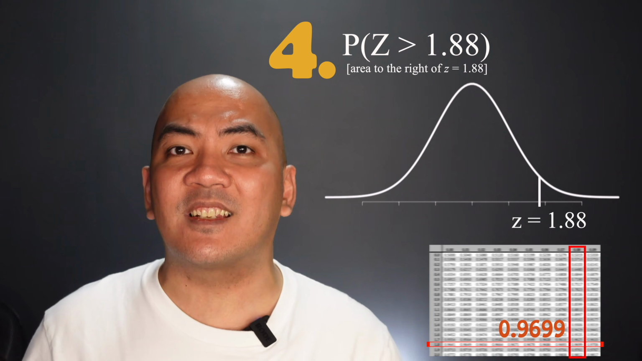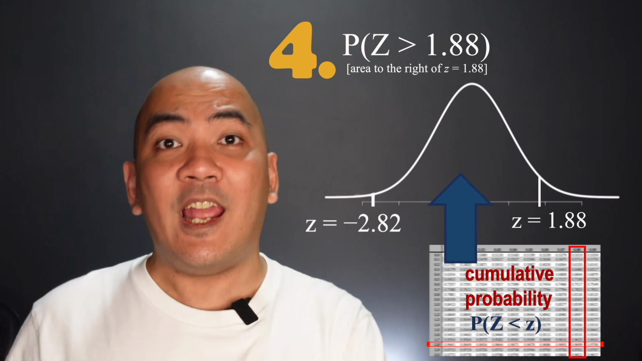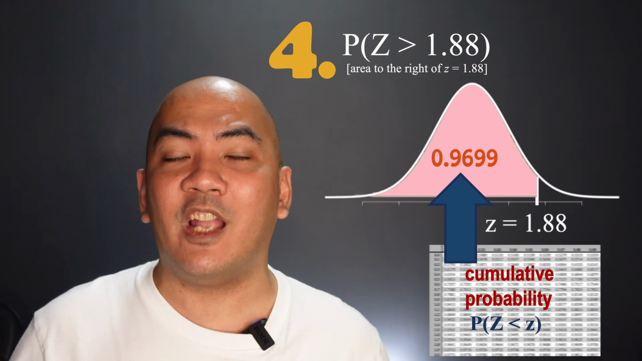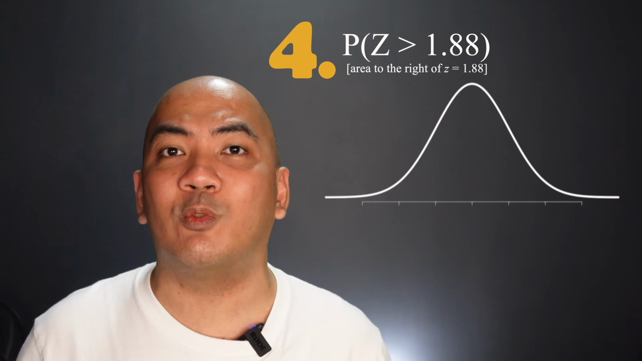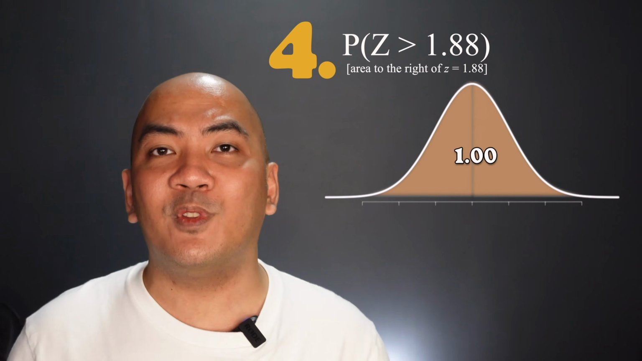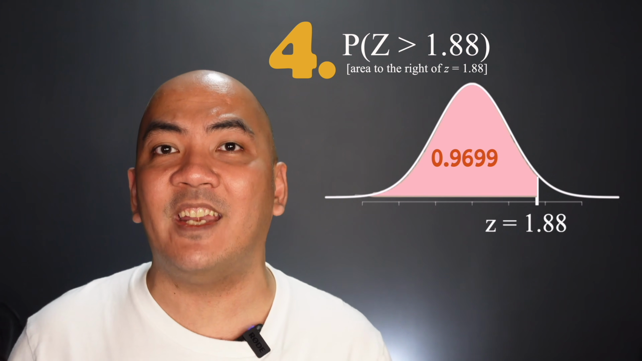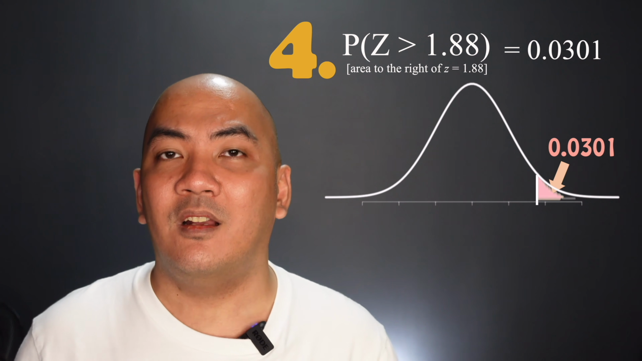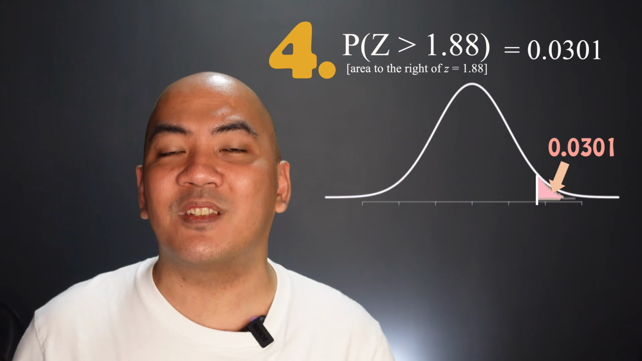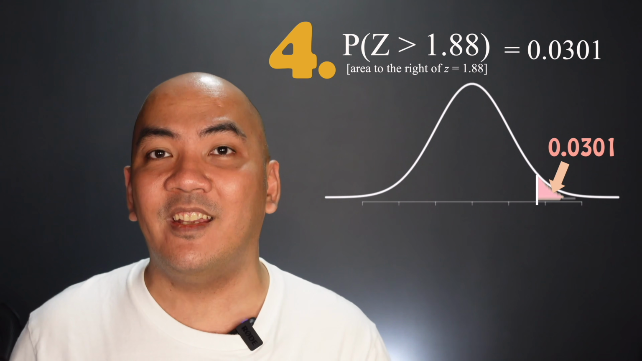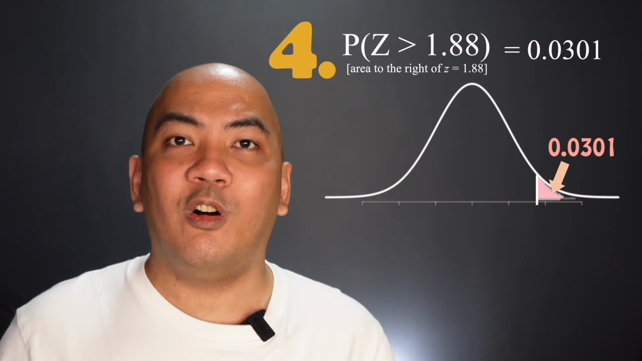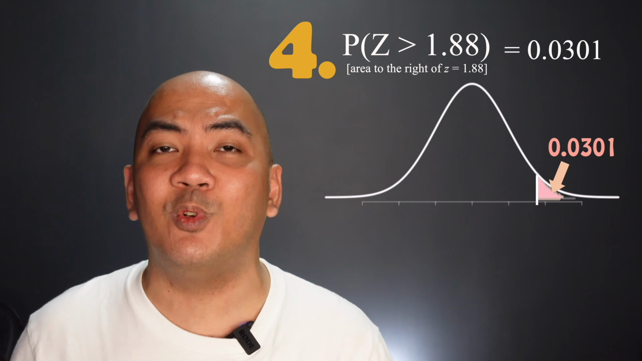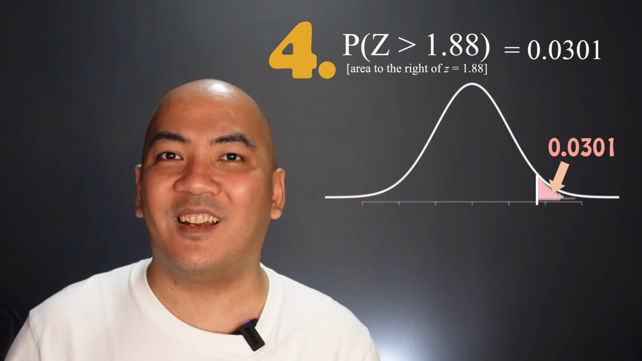However, that 0.9699 is the area from the left tail of the probability distribution. And since we know that the total area of the normal probability distribution is equal to 1.0, then all we have to do is to subtract 0.9699 from 1. And we get 0.0301. Thus, we can say that the probability of z to be greater than 1.88 is 0.0301. Or in other words, the area of z equals 1.88 to the right tail of the distribution is 0.0301.